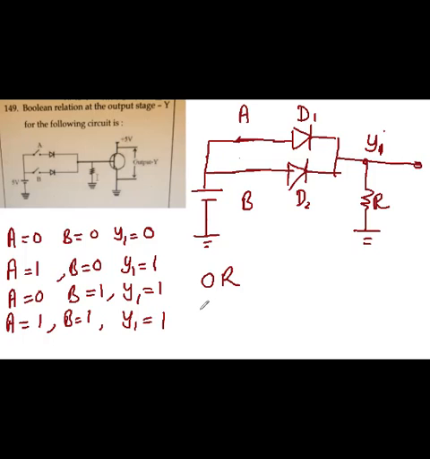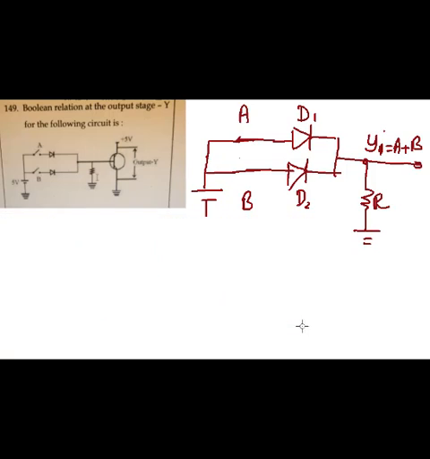And for the OR gate, how to write the Boolean expression for the output? Output is Y1 and inputs are A and B. In a Boolean expression, A or B is indicated with a plus. So Y1 is equal to A plus B. That is the output here. This is nothing but A plus B. Okay, so now we have understood what is happening in the circuit.